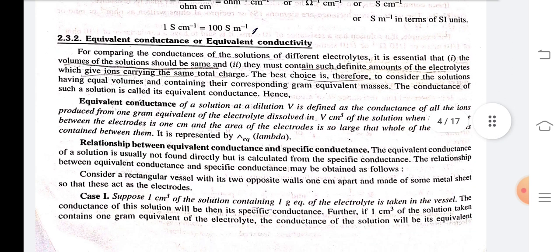Equivalent conductance or equivalent conductivity. For comparing the conductance of the solutions of different electrolytes, it is essential that, number 1, the volumes of the solutions should be the same. Number 2, they must contain such definite amounts of the electrolytes which give ions carrying the same total charge. The best choice is therefore to consider solutions having equal volumes and containing their corresponding gram equivalent masses. The conductance of such a solution is called its equivalent conductance.